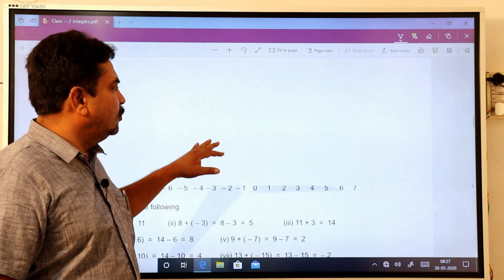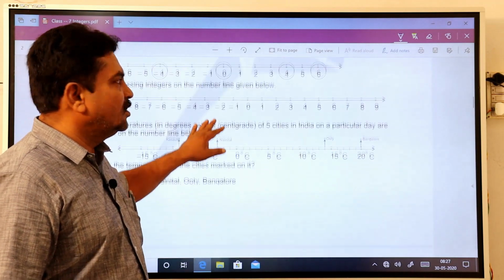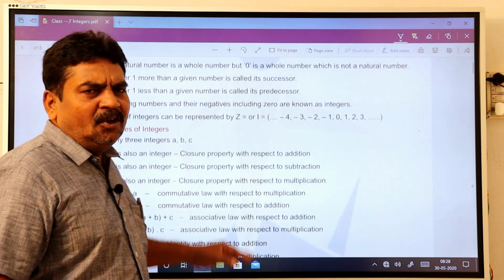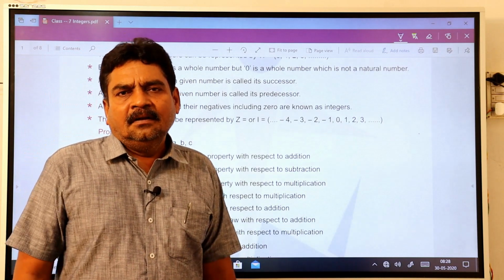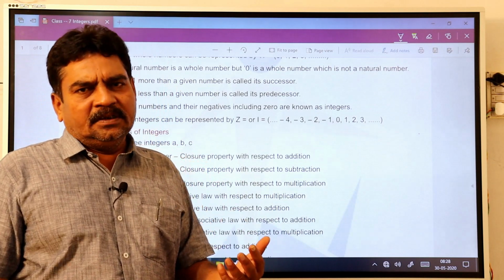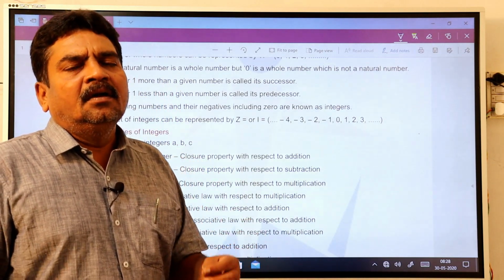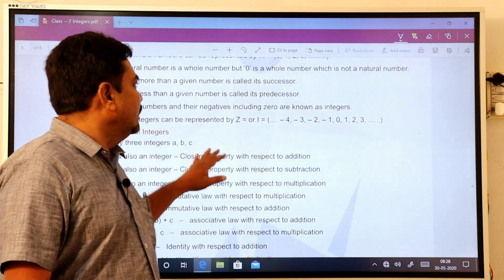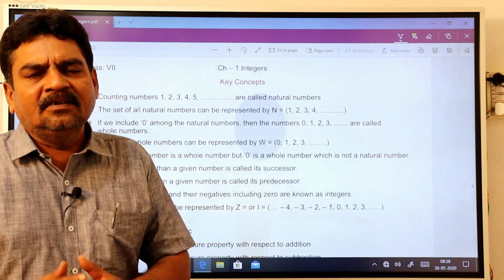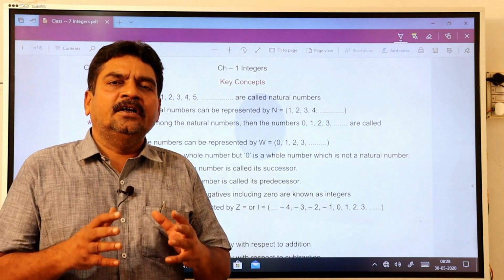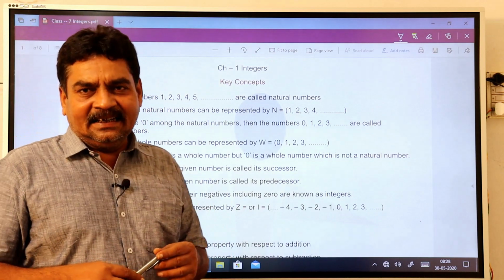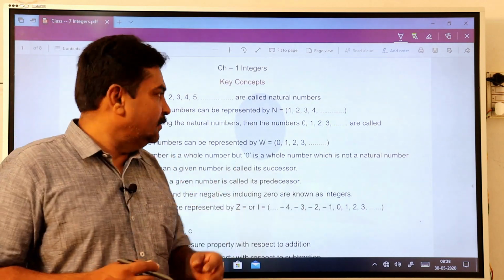First of all, I would like to go with the basic concept of integers. So what do you mean by integer? We know natural numbers, we know whole numbers, we know composite numbers. So today we are going to deal with integers. Integers are nothing but positive numbers and negative numbers, including 0. You call it an integer, and it is denoted by Z.